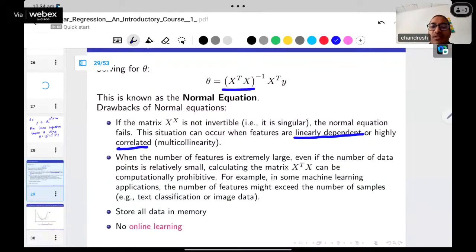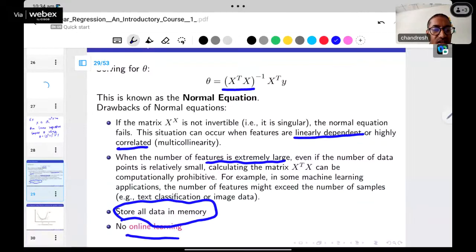The second issue is that if extremely many features are there, it will take a lot of time, simple as that. And storing all data in memory is problematic, because when you compute this matrix X transpose X, you have to store it, then invert it. And there is no online learning; you cannot learn in a sequential fashion. So this equation has lots of issues, and that's why we don't use it. That's where we need an iterative optimization algorithm called gradient descent, so that's what we are going to learn next.